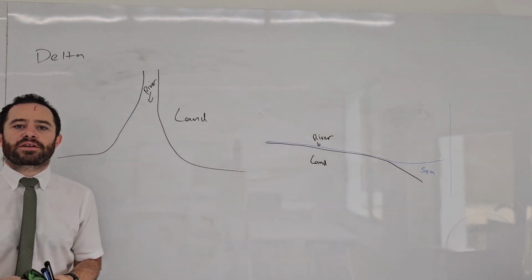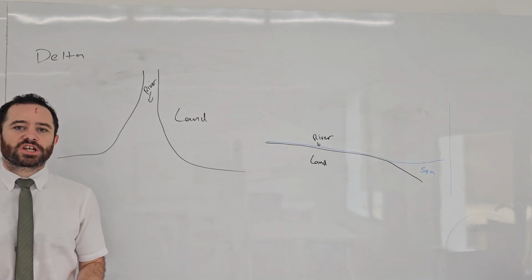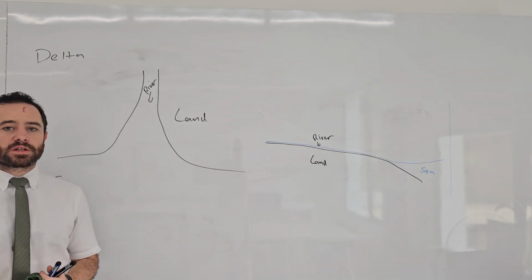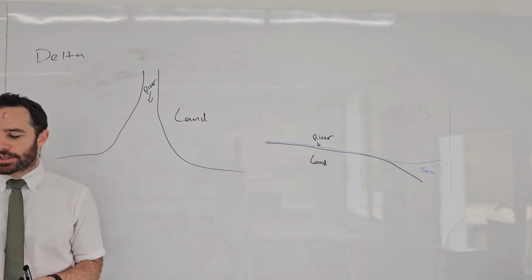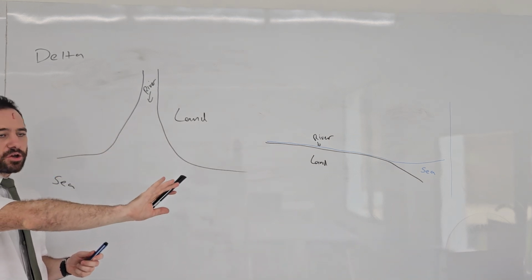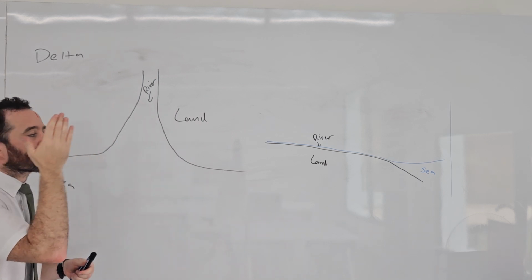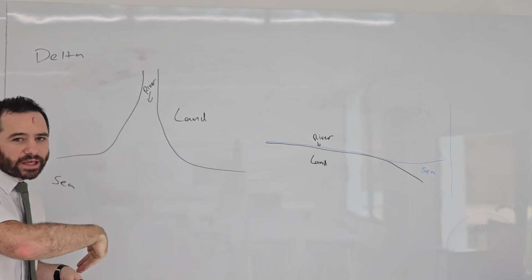Okay, so the final landform for the lower course is deltas. Deltas are a depositional feature, like all landforms in the lower course. Now, we've got two diagrams that are going to help us to show this here. They're of different perspectives. This is a bird's eye view, so imagine you're flying in an aeroplane looking out of a window.